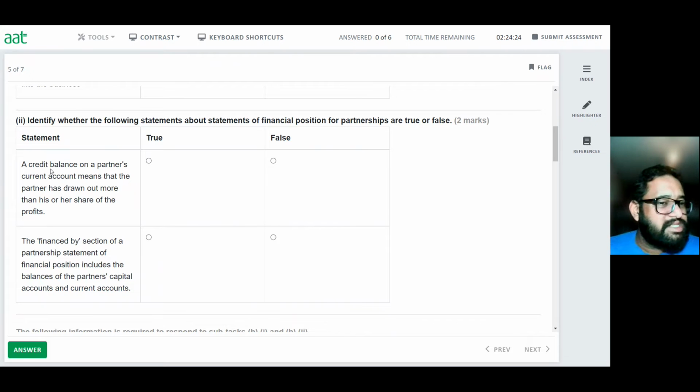We have to pay them. So if it's a credit balance, it means they haven't taken enough out, so the drawings are not exceeding their profit share. But if it's a debit balance, it's understandable. Yes, of course, if they've taken more money out, that will be true. But in this scenario, it's false.